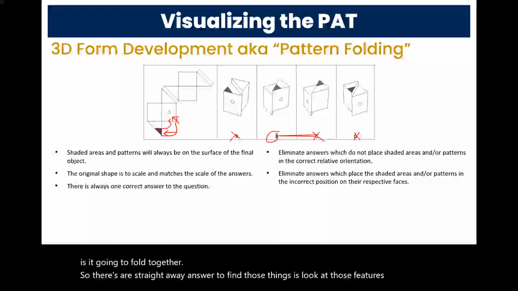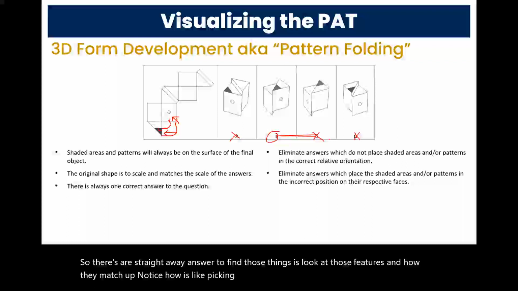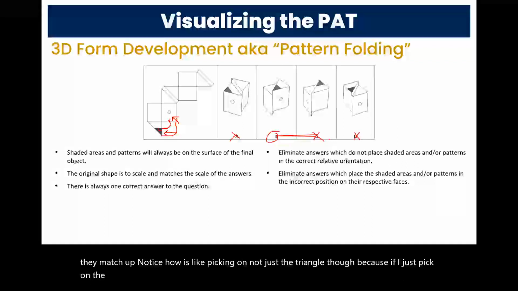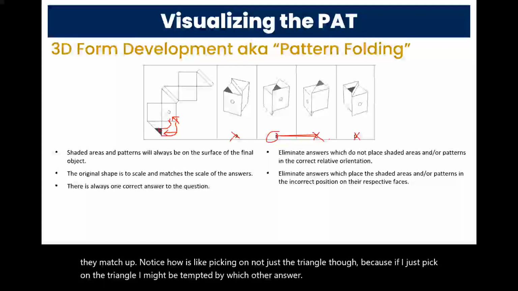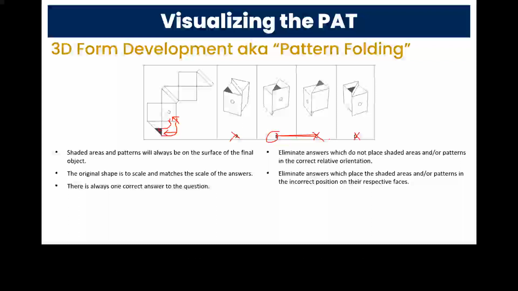So there's our straightaway way to find those things: look at those features and how they match up. Notice how I was picking on not just the triangle though, because if I just pick on the triangle, I might be tempted by which other answer? A is a tempting answer. A is really tempting because it puts that triangle on that face. What's wrong with it is it's backwards.